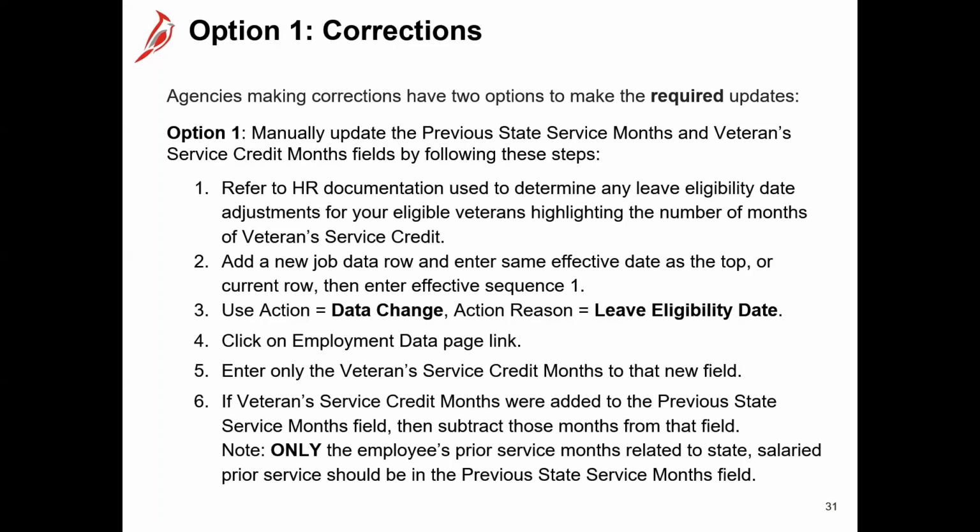You're going to use that action of data change with the reason code of leave eligibility date. You'll click on the employment data hyperlink as we saw previously. You'll enter only the veteran service credit months in that new field. And if veteran service credit months were added to the previous state service months field, you'll subtract those months from that field. Please note only the employee's prior service months related to their state salaried prior service. Again, state salaried prior service should be in the previous state service months field. Okay, salaried service, not hourly.